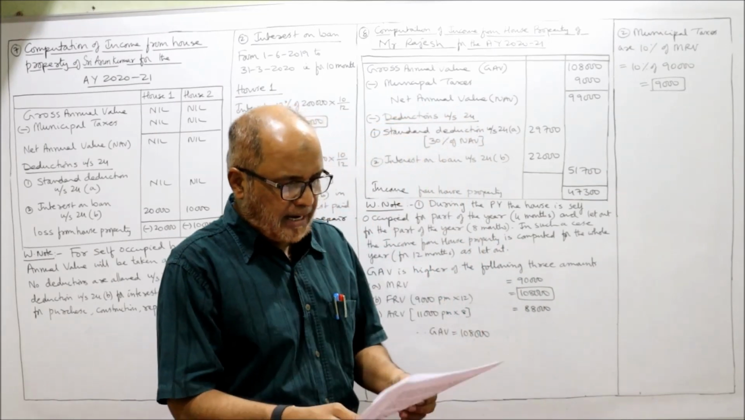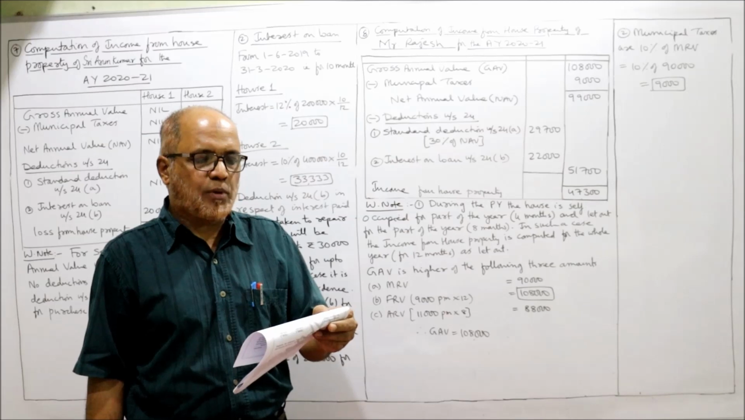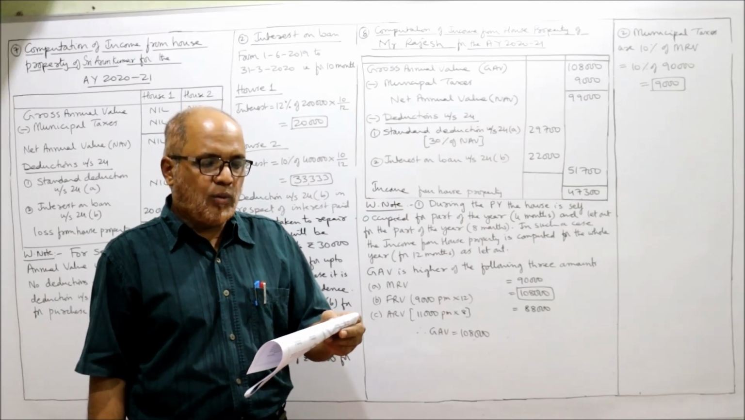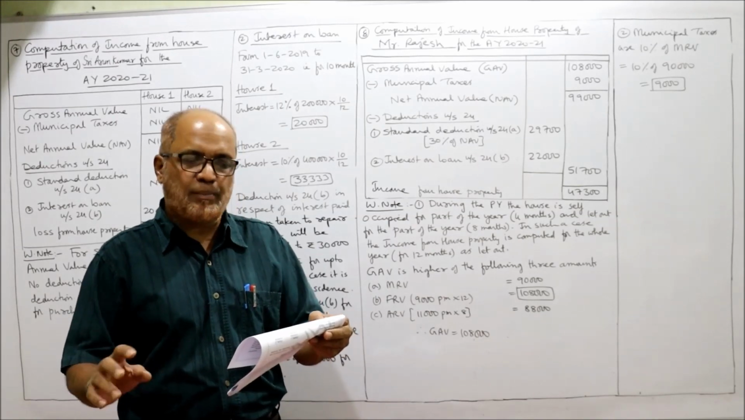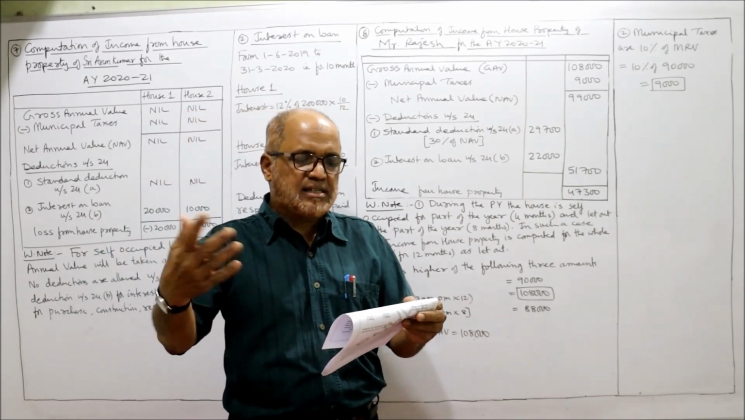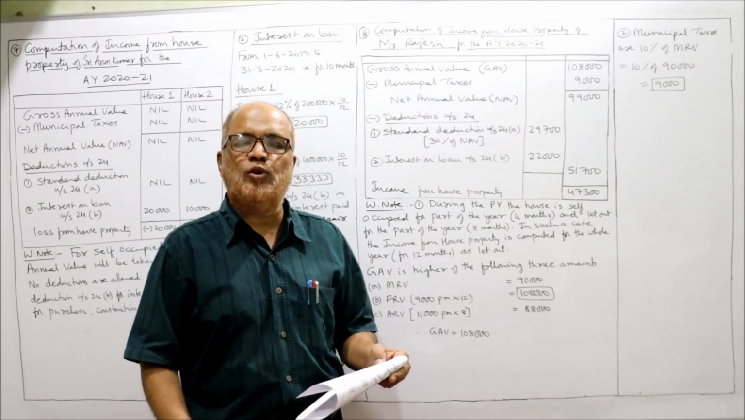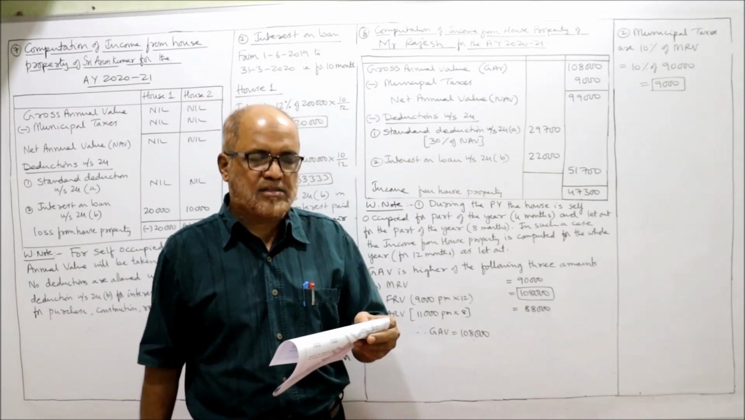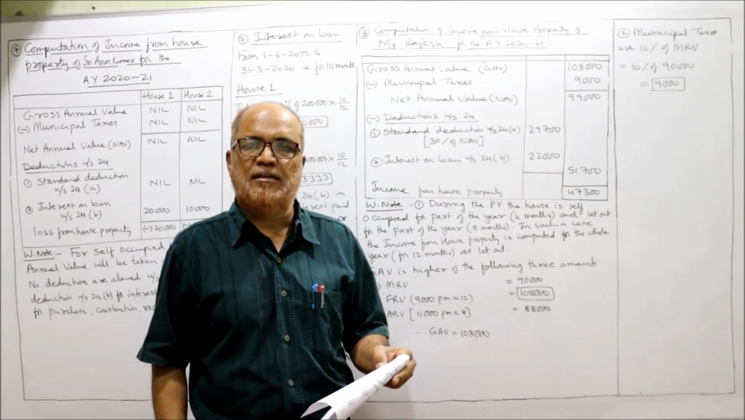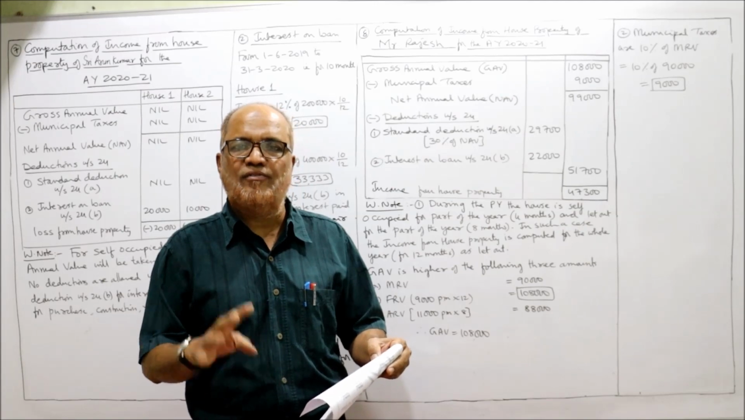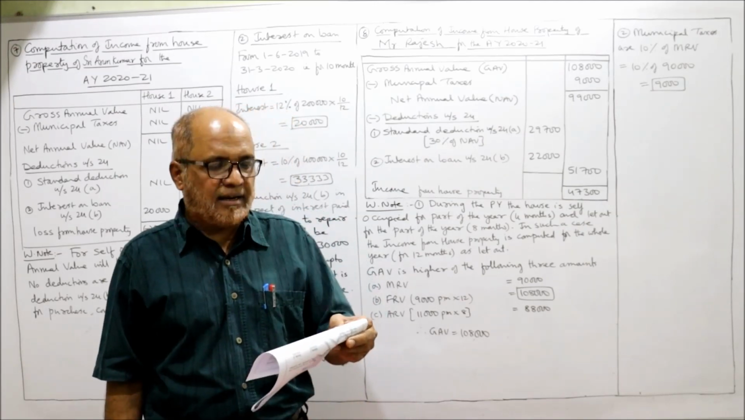Now see problem number 8. Mr. Rajesh has a house property in Kanpur. During the previous year, he has occupied the house 4 months for residential purpose and thereafter he has let it out on a monthly rent of 11,000. So during the previous year of 12 months, first 4 months he used the house for self-residence. Remaining 8 months he has let out on a monthly rent of 11,000.